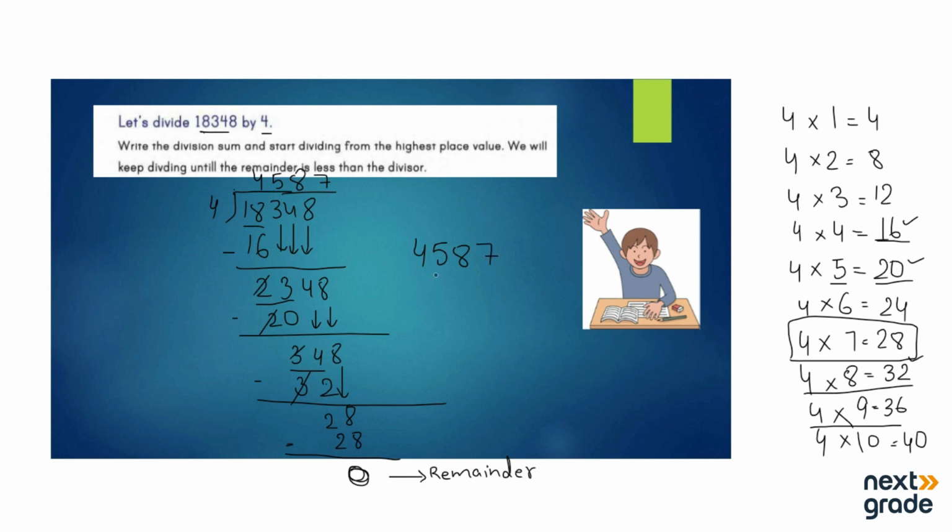4587. So this is how you can do the division of 5-digit number with single digit number. I hope you guys understood it. Practice it more and more by yourself so that it's easier for you to do the division.